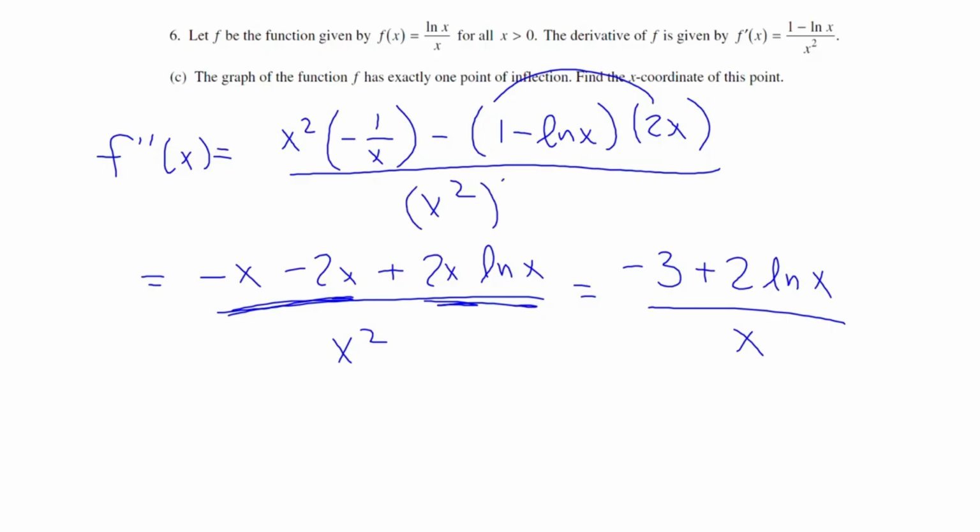Oh, this should have been squared. So really, this should be x to the 4th down here. Don't screw up your quotient rule like that. So really now this is an x cubed.